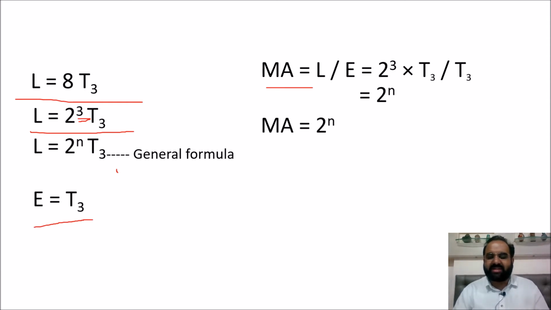And effort is nothing but T3, we have already seen this. So let us see what is the mechanical advantage, that is nothing but load upon effort, 2 to the power 3 into T3 divided by T3. So T3 gets cancelled, so what is left, MA is nothing but 2 to the power N. Yes, so this is the very simple way in which we can find out the MA, which is nothing but 2 to the power N. So I'll repeat once again, dears, where N is nothing but the number of movable pulleys.